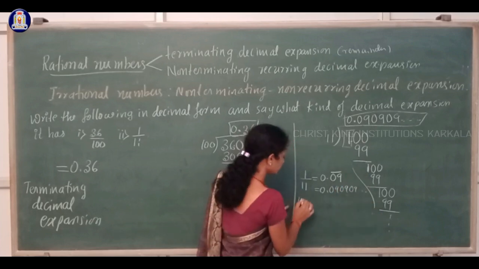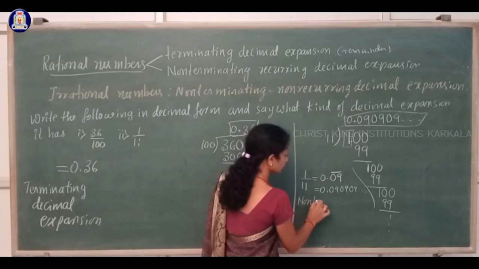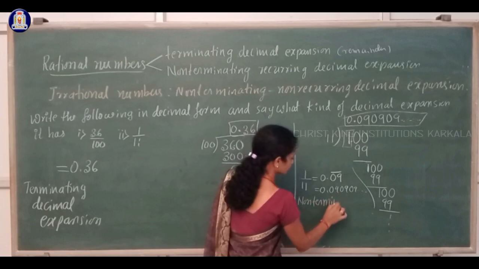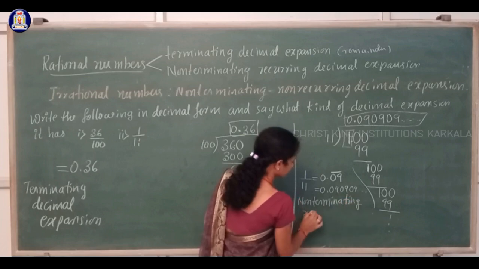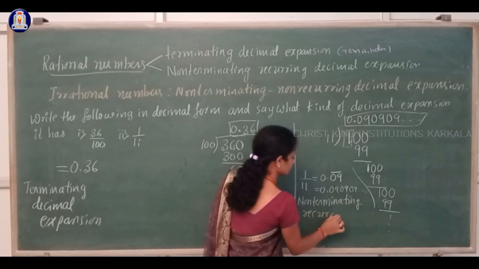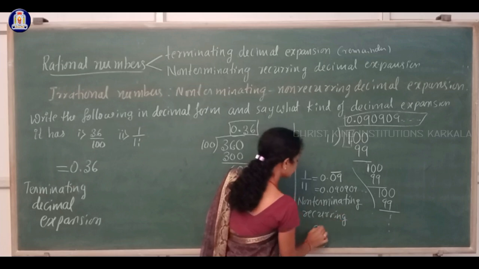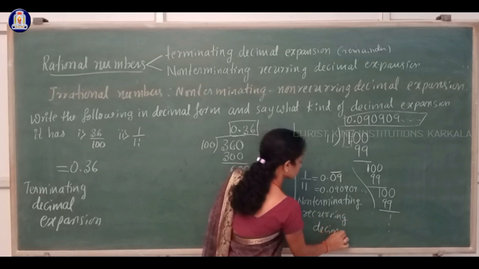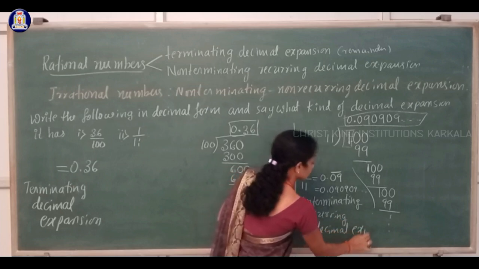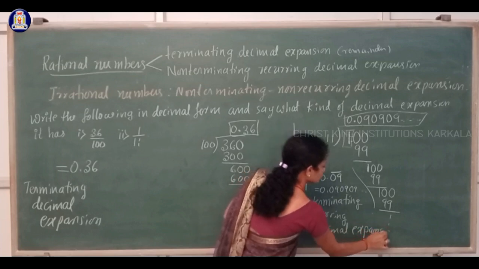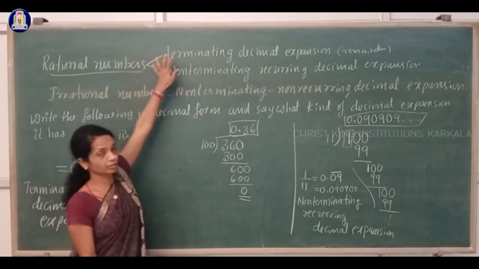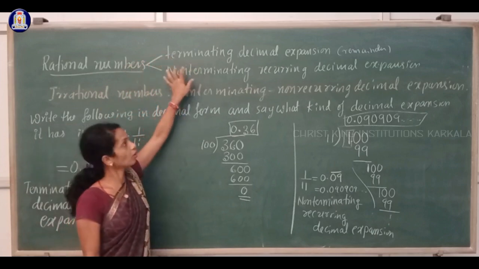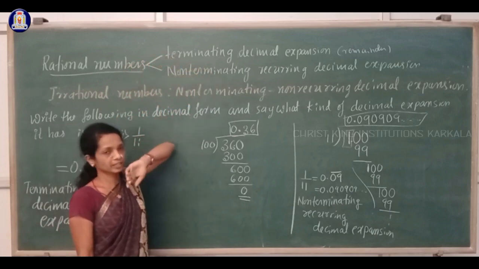And this is which type? This is non-terminating recurring decimal expansion. So for a rational number you have either a terminating decimal expansion or a non-terminating recurring decimal expansion.